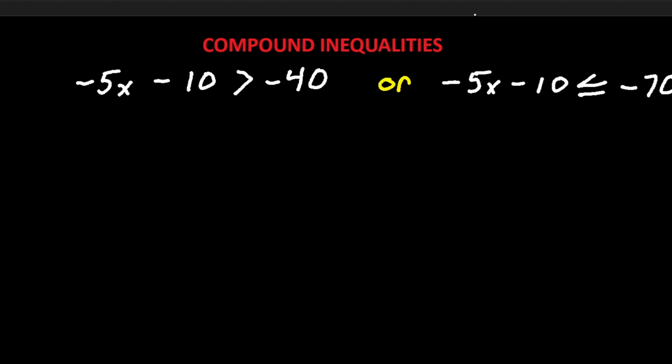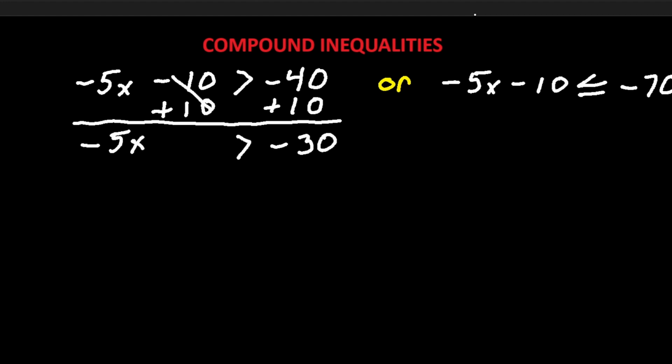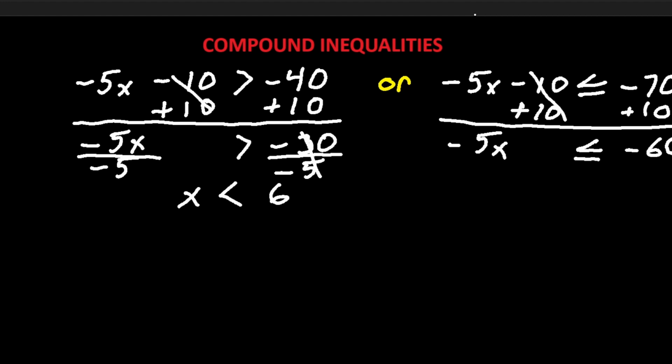In this example, we'll notice that the two inequalities are connected with the word "or." So I'm going to solve the left inequality by adding 10 to both sides of the inequality sign. Then I'm going to divide both sides by -5, which will flip the inequality. For the second inequality, I'm going to solve it first by adding 10 to both sides of the inequality symbol. Then I'm going to divide both sides by -5, which will flip the inequality.